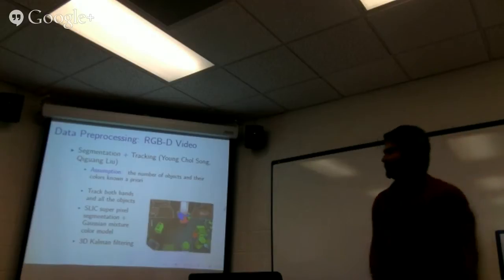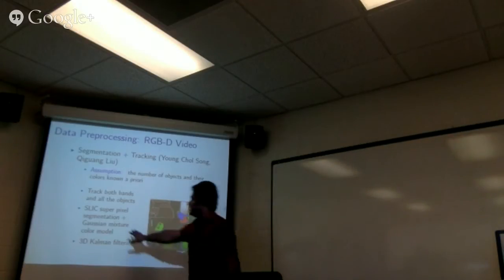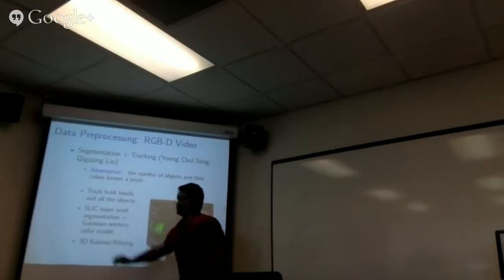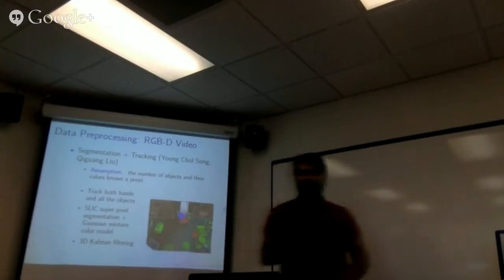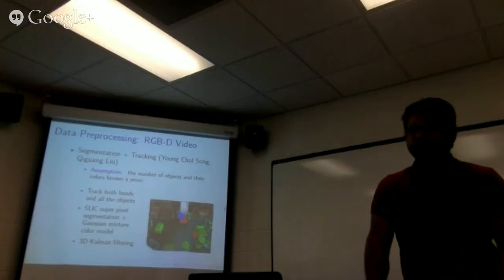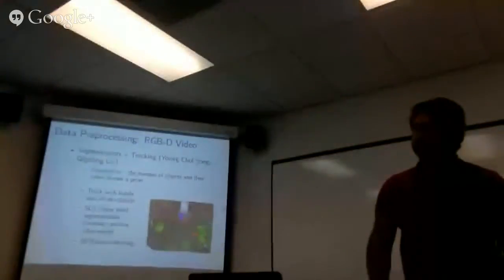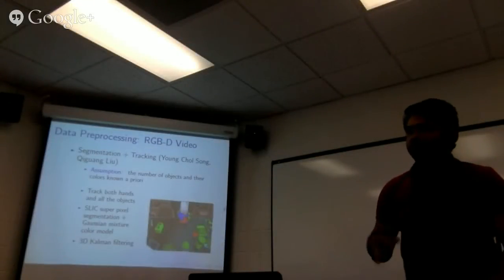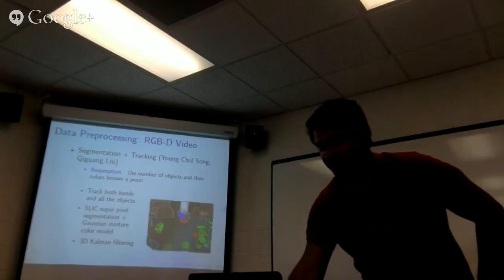And from 2-3 frames, a small number of frames, we train a Gaussian mixture color model, but these are all simplifications. There is work in the literature where people apply clustering to automatically group these different colors and do it in a completely automated way, but we use it as a simplification.